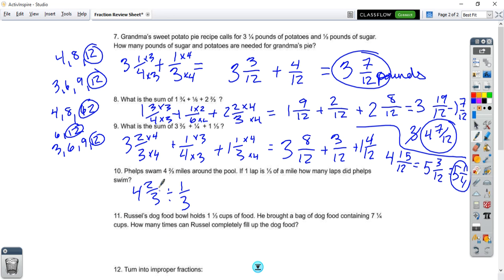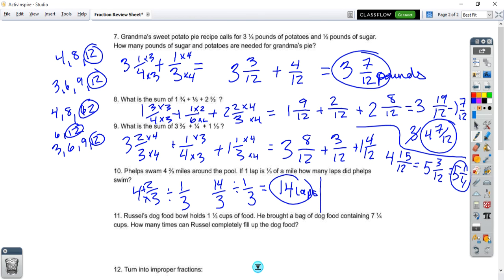Let's change the mixed number into an improper fraction. 3 times 4 plus 2. 3 times 4 is 12. 12 plus 2 is 14 thirds. Divided by 1/3. And this is just going to be 14 because we have the common denominators. 3 divided by 3 is 1. 14 divided by 1 gives me 14. So this is going to be 14 laps.